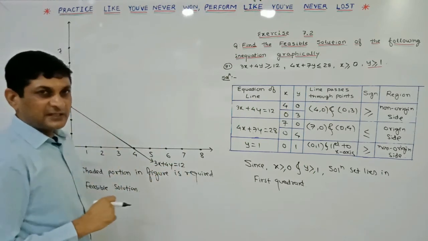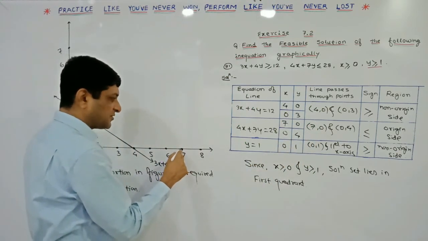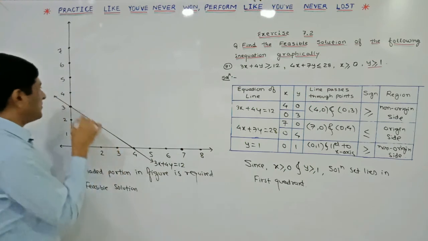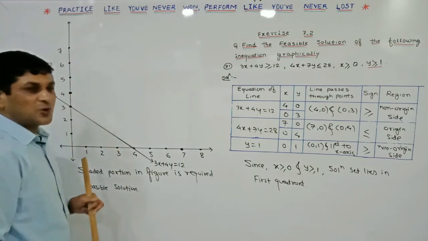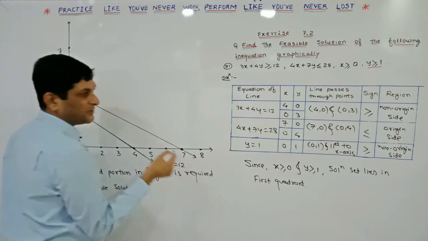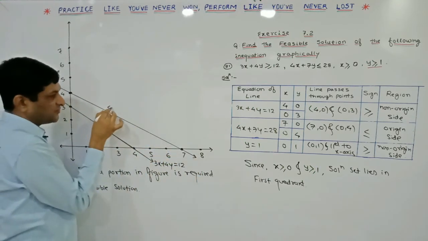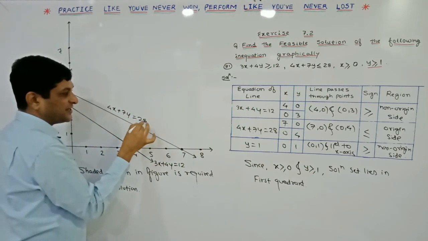Now observe the second line. The second line passes through the points (7, 0) and (0, 4). So let us draw a line passing through these 2 points. Now the equation of this second line is 4x + 7y = 28.